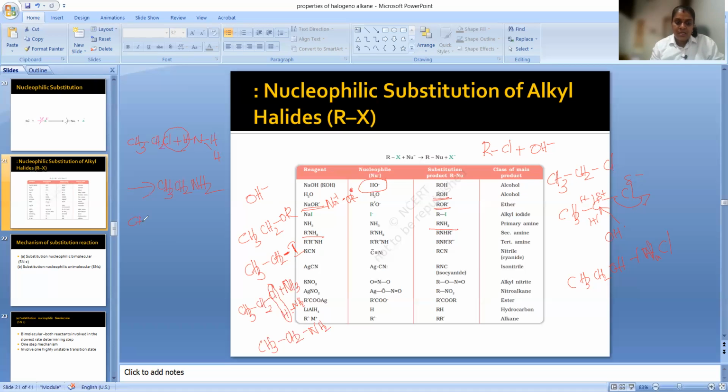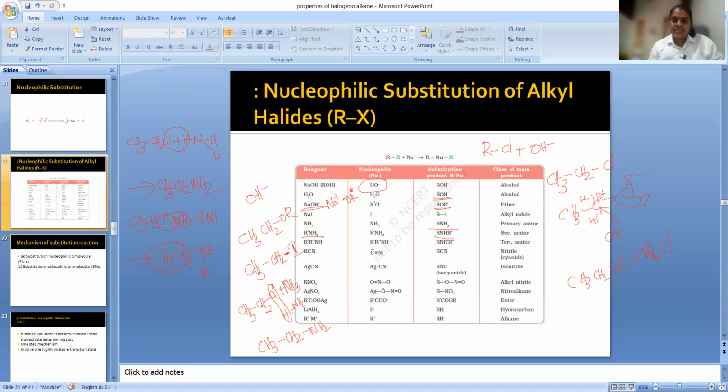So when CH3CH2Cl reacts with RNH2, we can write it like this: RNH. This H will react with the Cl and remove HCl, and we will get CH3CH2NHR. One R will come here. That is why we are getting RNHR' here, and this will be R'.